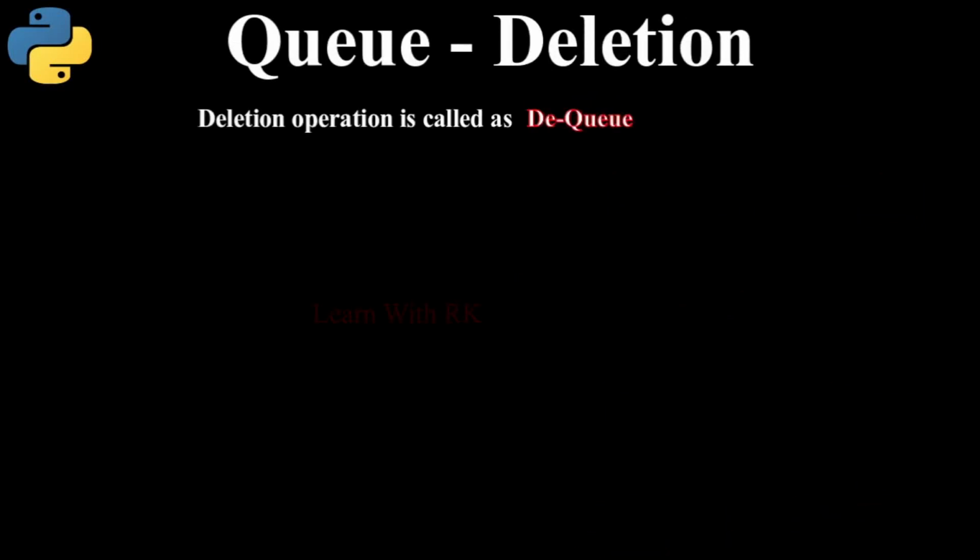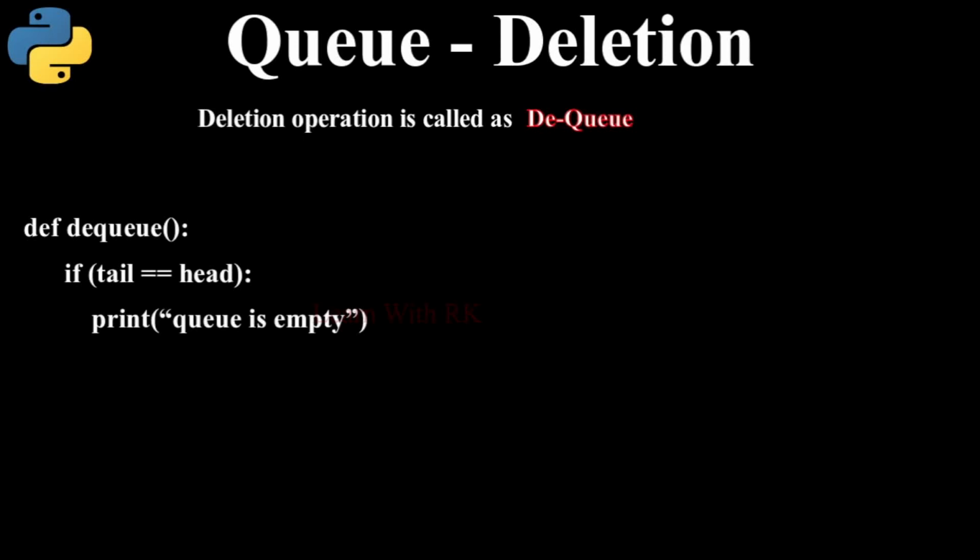Let's see the deletion operation in queue. In a queue, the deletion operation is called dequeue. In the pseudocode, first I am declaring the dequeue function and then I'm making sure that the queue is not empty by comparing the tail and head. In the else condition, I am assigning the head value to the deleting element and then I am moving the head to the next element. As in a stack, in a queue also the deleted element must be returned. So I am returning the deleted element.